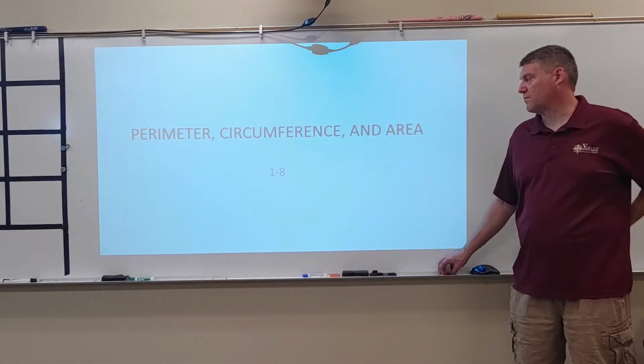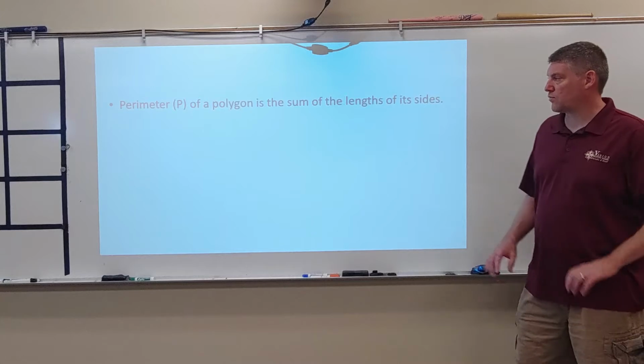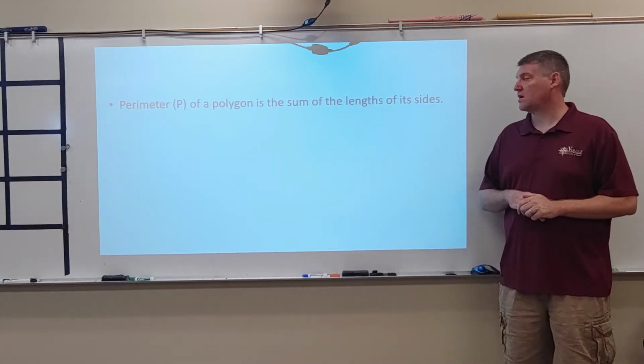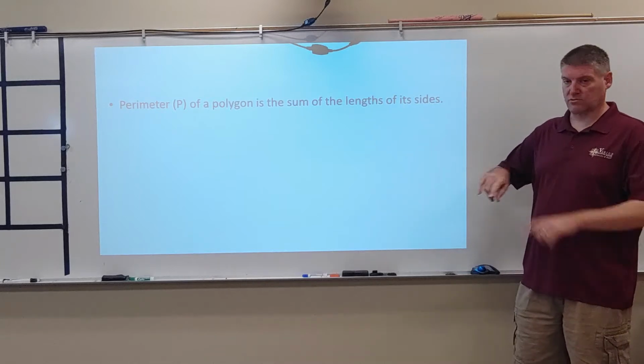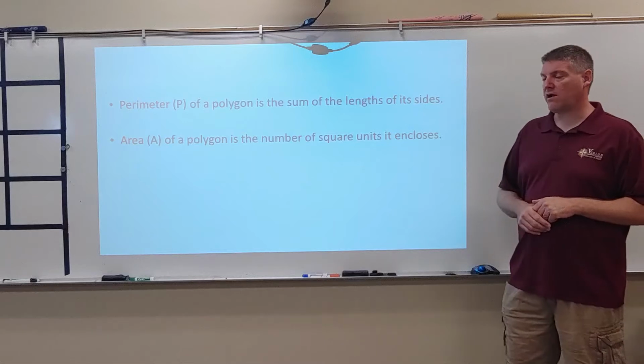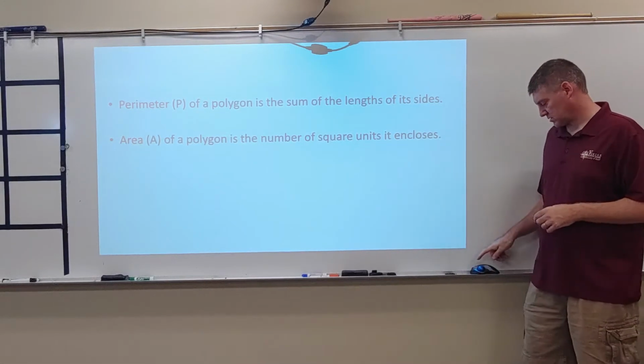Alright, we're going to talk about perimeter, circumference, and area today. So perimeter, P, of a polygon is the sum of the lengths of its sides. Okay, so we're adding up all the sides. The area, A, of a polygon is the number of square units it encloses.